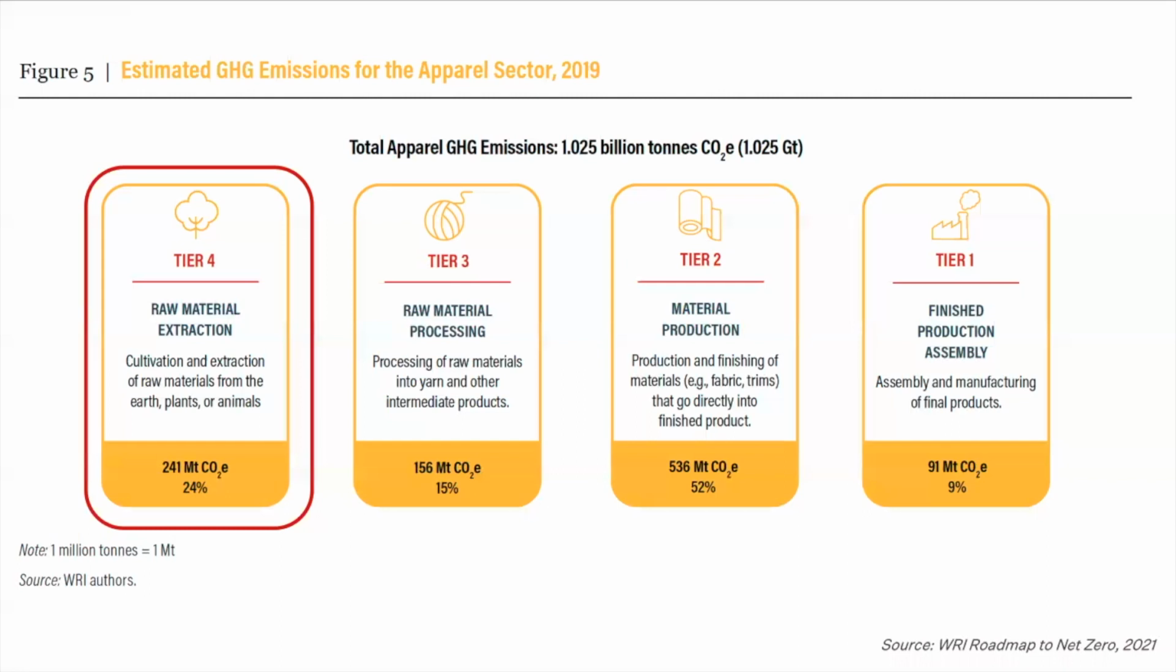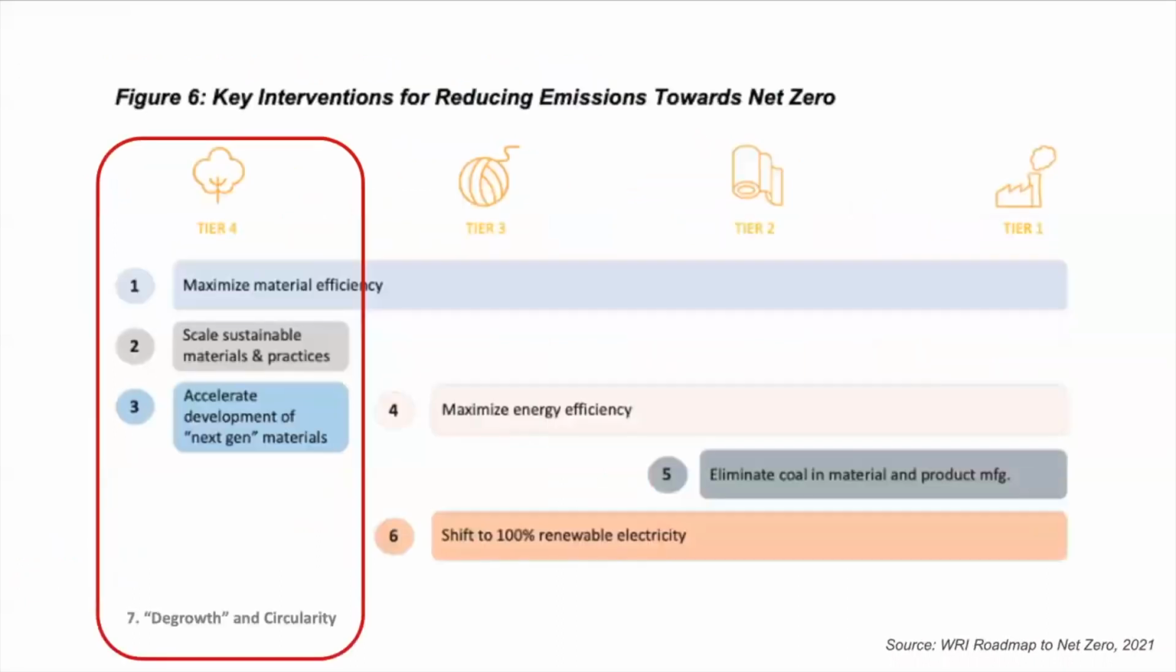I'll start by focusing on tier 4 and the raw material extraction, and essentially the impact of choices you make around raw materials that are going into outdoor products and how that can affect the climate impacts of your products. This is also pulled from the Roadmap to Net Zero report. It looks at what the key interventions, or key actions, are that we can take in each of those tiers to reduce greenhouse gas emissions.